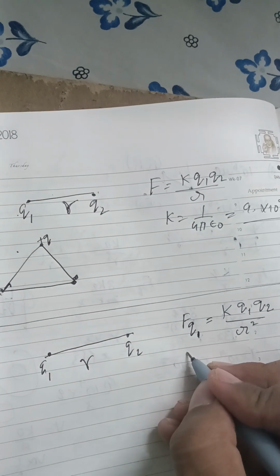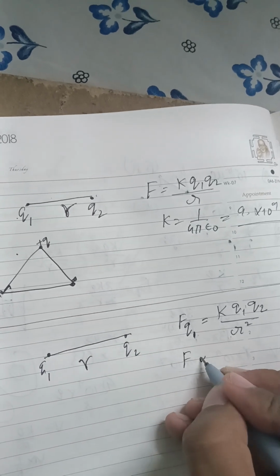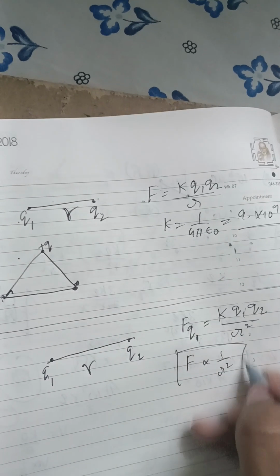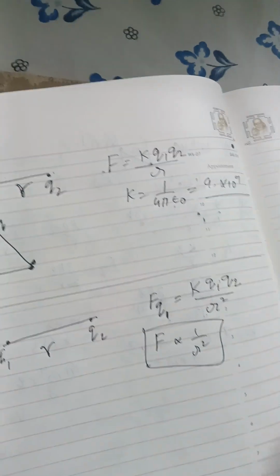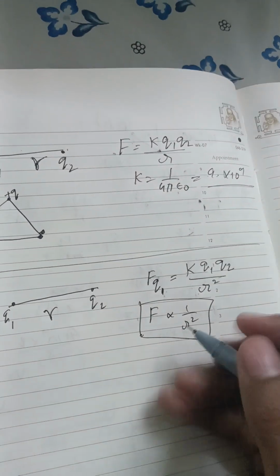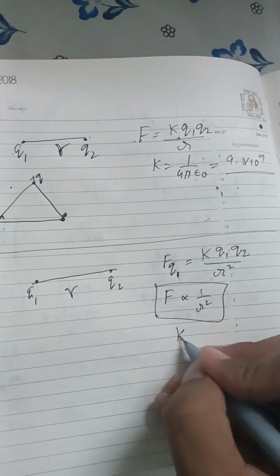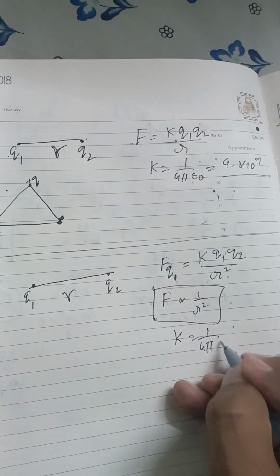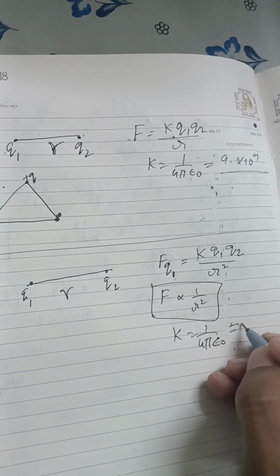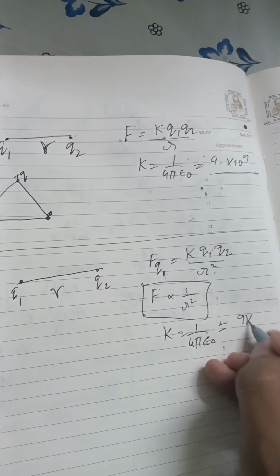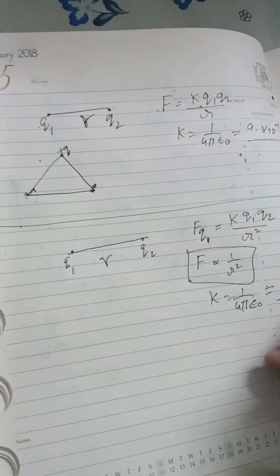So this implies that F is inversely proportional to r square. You have to remember this, like for JEE, they asked this only. I don't know about NEET. K is 1 by 4 pi epsilon naught, that is equal to 9 into 10 to the power 9.